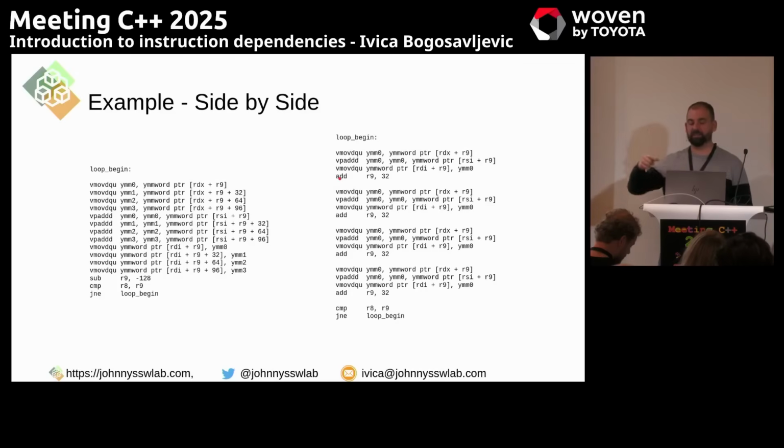So addition after addition. Each block can only start after the previous addition is done. You can start this and this and this only when this addition is done. But what happens here? There is a dependency on R9, but you can do this instruction and this instruction and this instruction and this instruction in parallel. And when they're done, you can do these adds, and then you can do these stores.